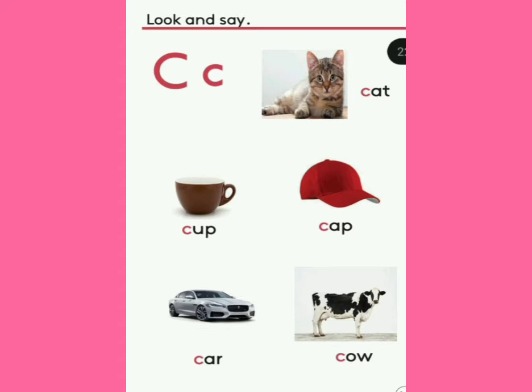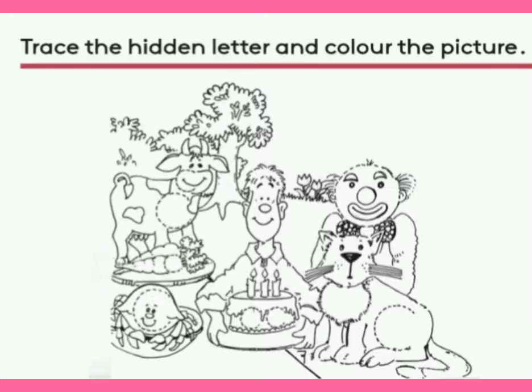Right, children, now let us move on to the exercises given in your writing practice book. Read aloud. What is the first exercise? It is to trace the hidden letter and color the picture. I hope the letter is C. Capital C's and simple C's are there, and you have to find them in this picture. You have to trace them out, given in the dotted lines. Trace the letter and then color the picture.